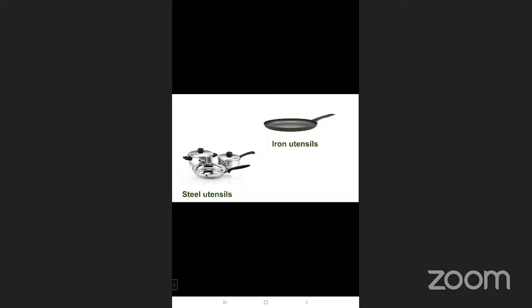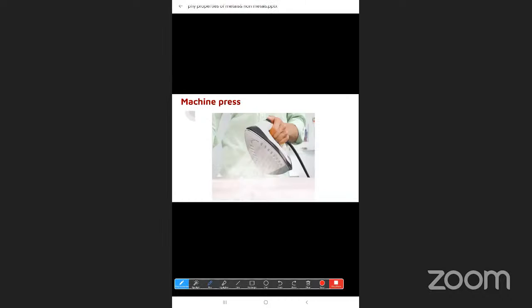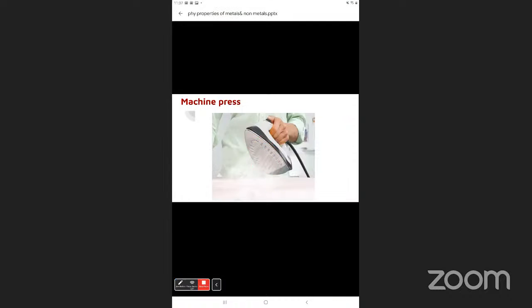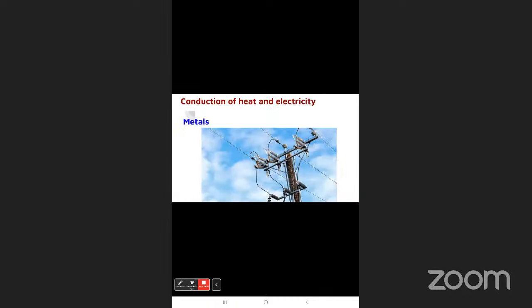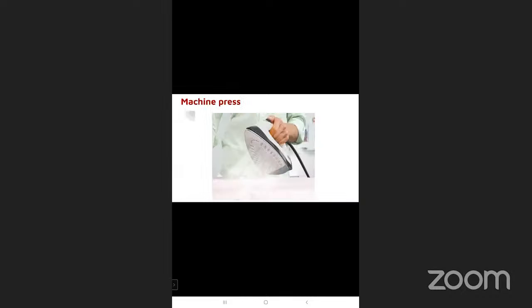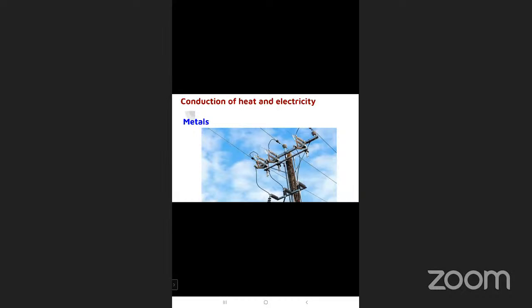Similarly, the base of the press is made up of iron. The copper or aluminium wires that we use in cables are used for the conduction of electricity. So we have seen that metals are generally good conductors of heat and electricity. The heat or electricity will pass very easily through metals.